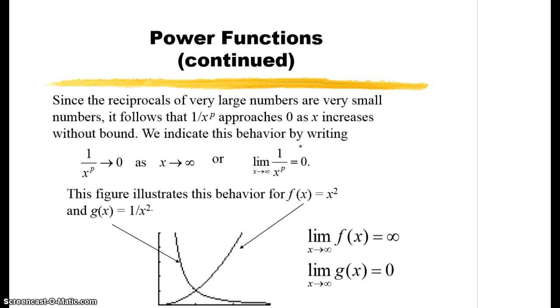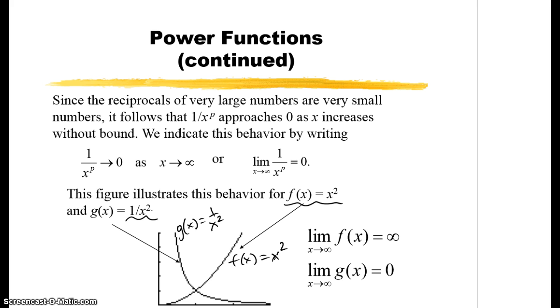Once again, how do we write this mathematically? We say 1 over x to the power of p approaches 0 as x approaches infinity. Or in terms of limits, the limit as x approaches infinity of 1 over x to the power of p is 0. The best way to see this is to graph such power functions. So in here we did it for the classic x squared, and for its reciprocal 1 over x squared. Okay, so here's those two functions graphed. g of x equals 1 over x squared, and f of x equals x squared.